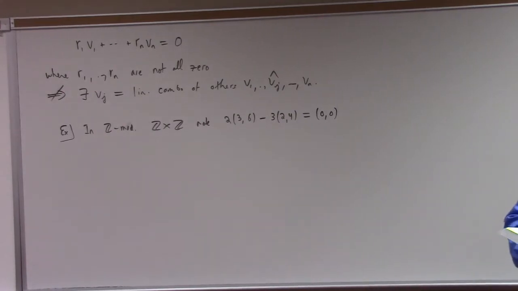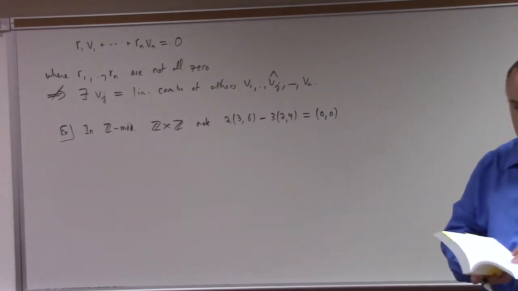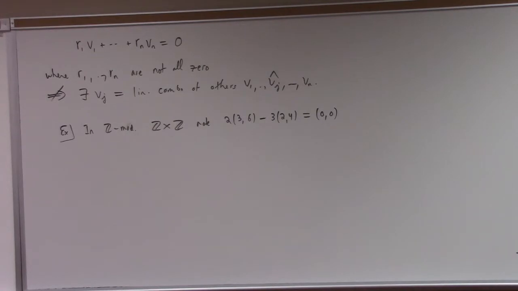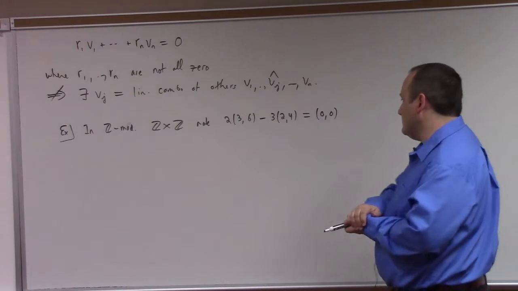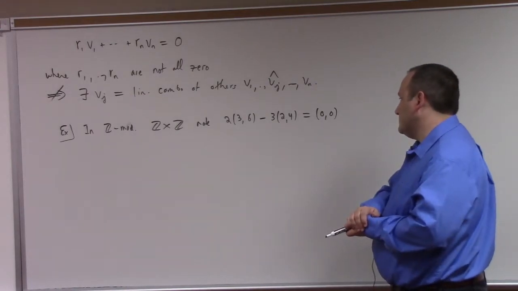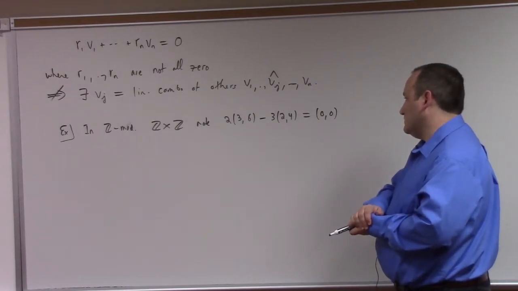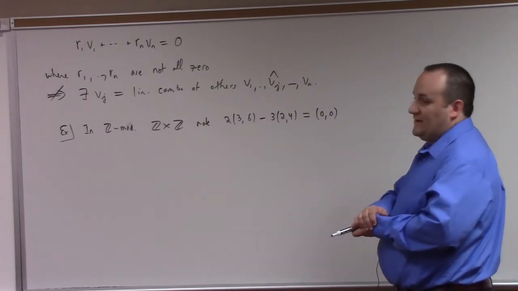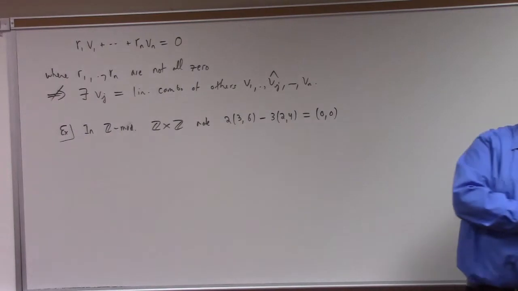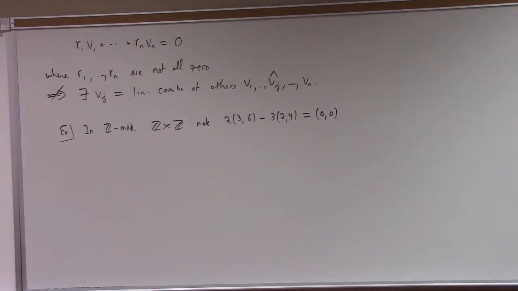He says neither (3, 6) nor (2, 4) is a multiple of the other, right? So that's a kind of neat example for me, because most of the examples I know of at this point, my intuition is I've spent a lot of time calculating these sorts of things over in algebra, right? Like, here's an example.